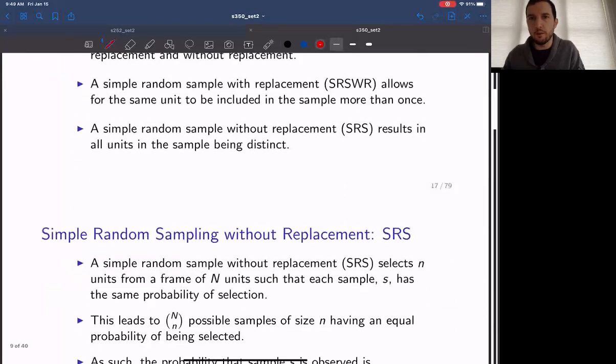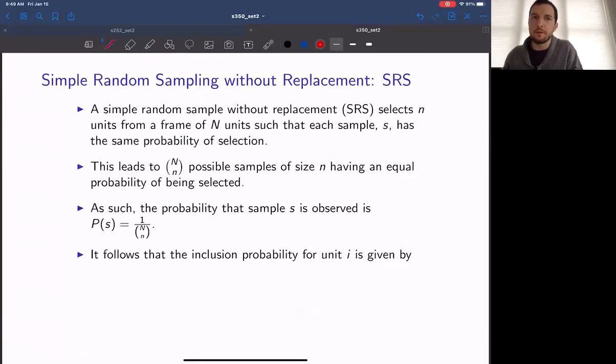Okay, so the simple random sample without replacement selects n units from a frame such that each sample has the same probability of being selected. This leads to capital N choose little n possible samples of the same size. And it means that every single possible sample has the same probability of being selected, which is 1 over capital N choose little n.